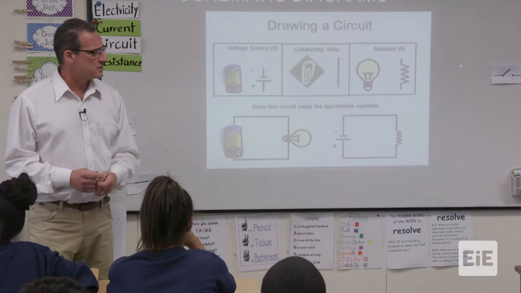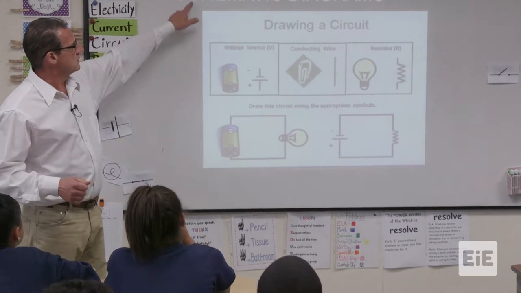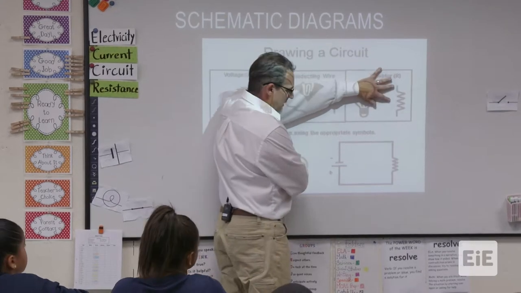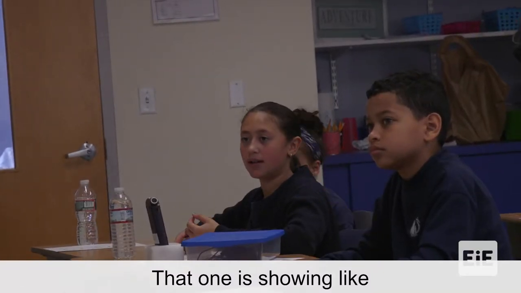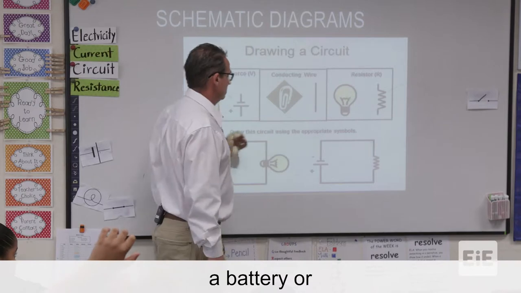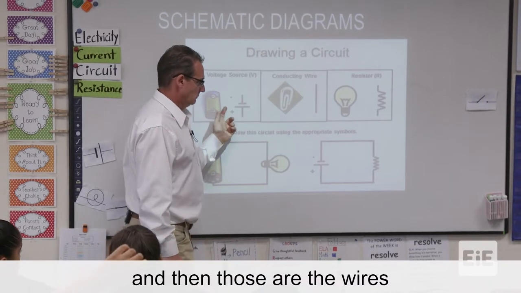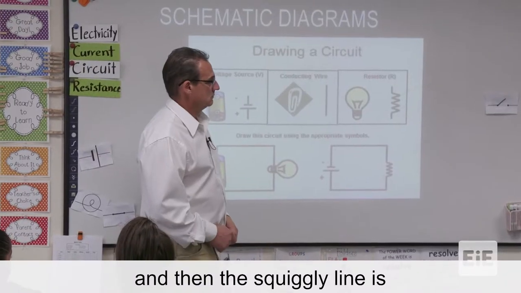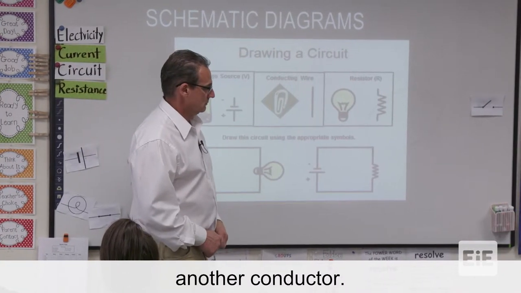You remember these symbols? Yes. Okay, what do we call these? Schematic diagram. Right. Who can tell me what this diagram's saying right here? That one is showing like a battery, right, or a conductor. And then those are the wires on both sides. And then the squiggly line is another conductor.